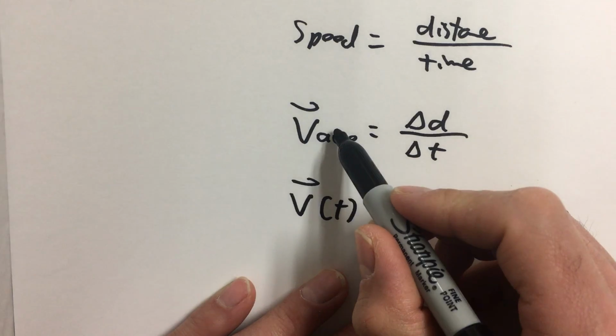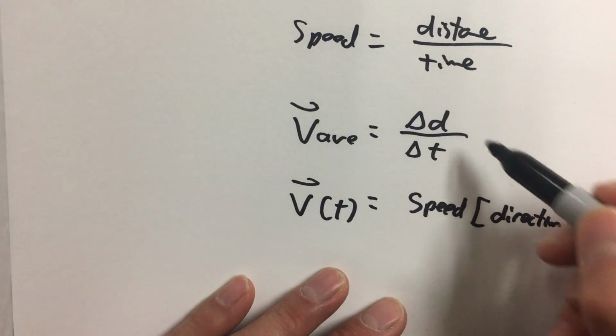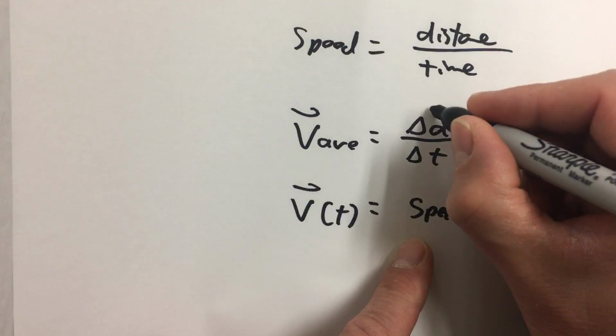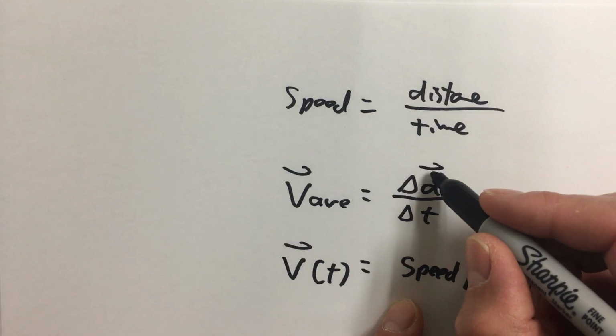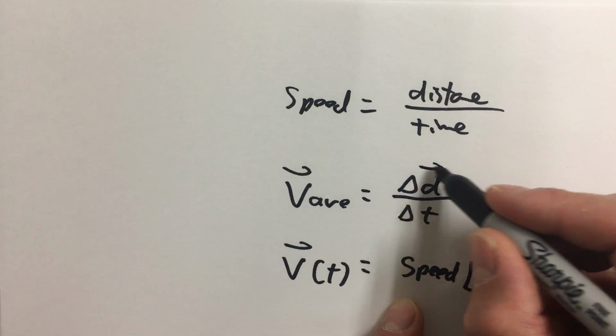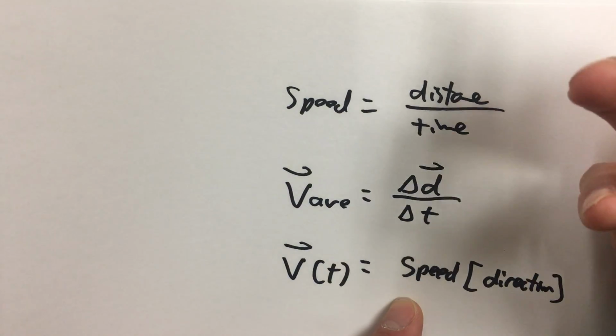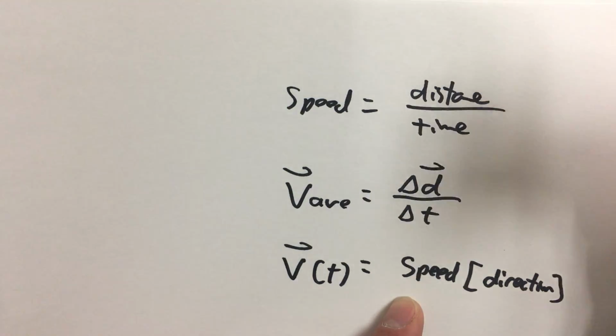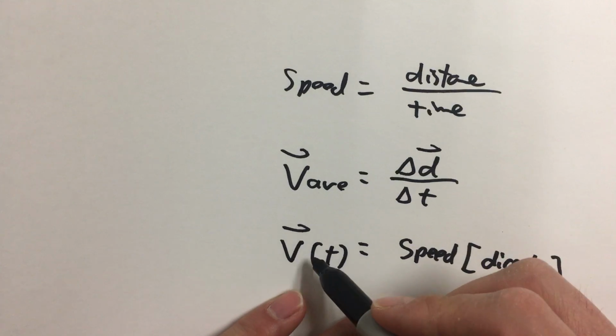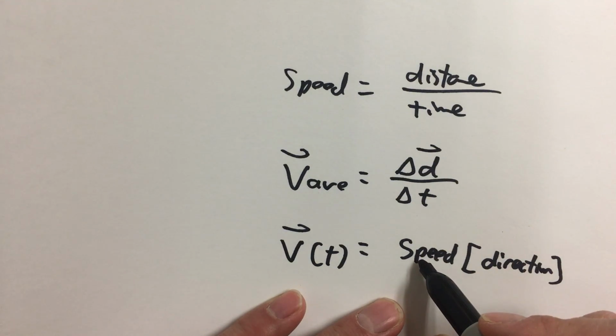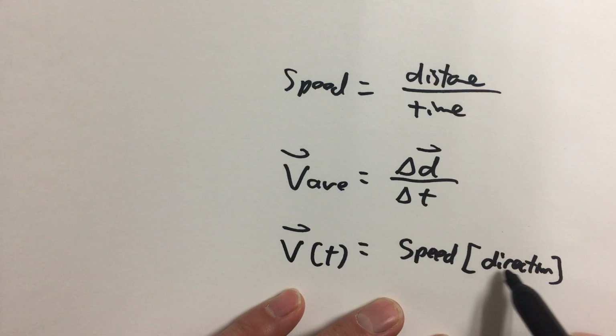This also has a direction because displacement has a direction, but I don't need to clarify that because I'm telling you we have a vector here. And when we divide this vector by time, it still keeps its direction. You don't divide the direction out. The instantaneous velocity is the speed, yet also stating the direction.